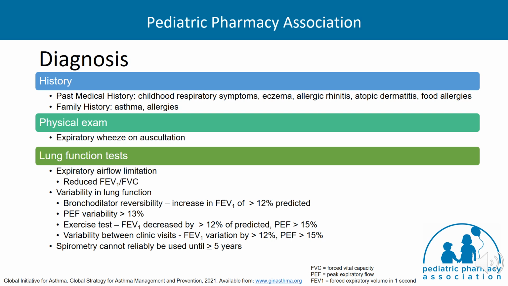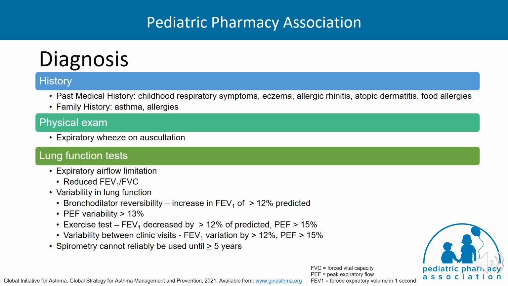Next, there will be a physical exam performed looking at the expiratory wheeze on auscultation, and most importantly, the lung function tests. So if there's an expiratory airflow limitation that's indicative of asthma, such as a reduced FEV1, which is forced expiratory volume in 1 second, over FVC, which is forced vital capacity.